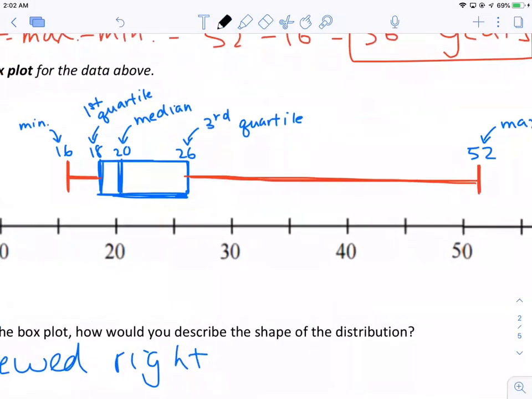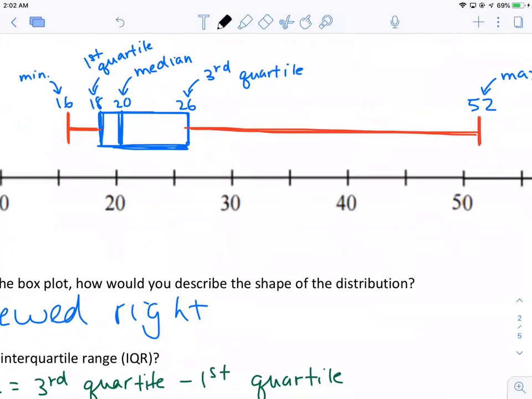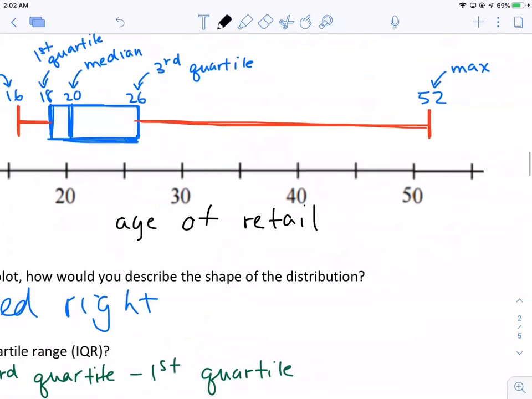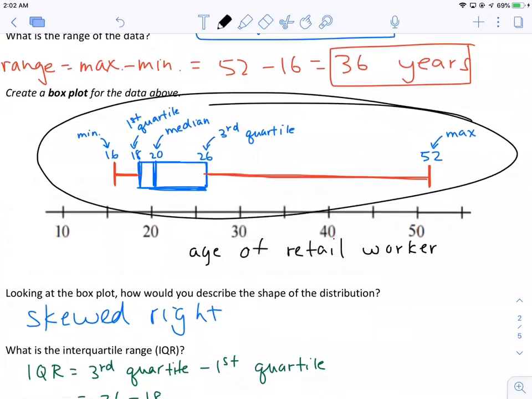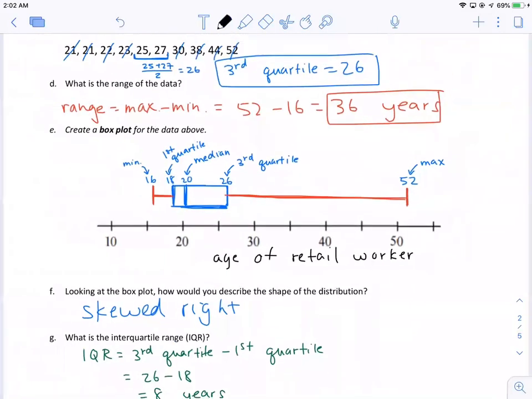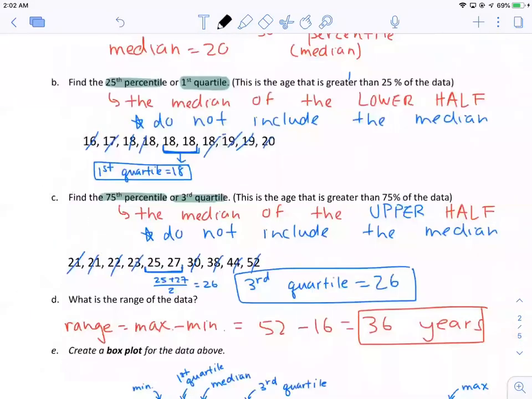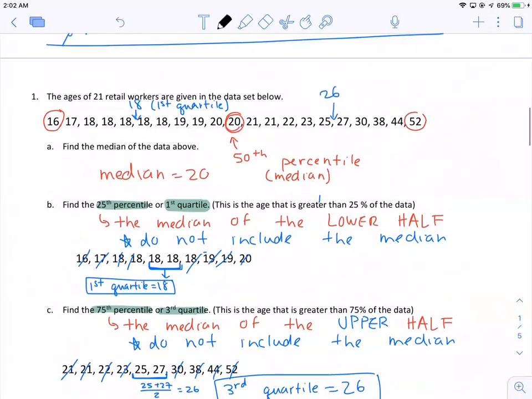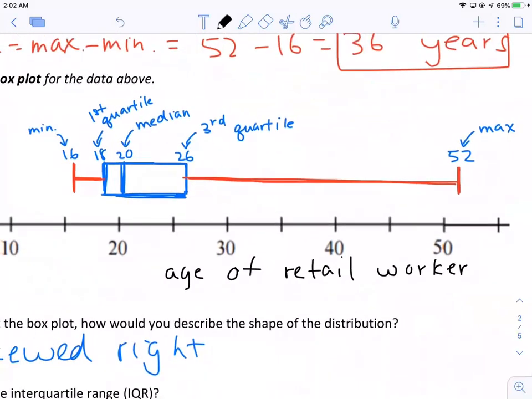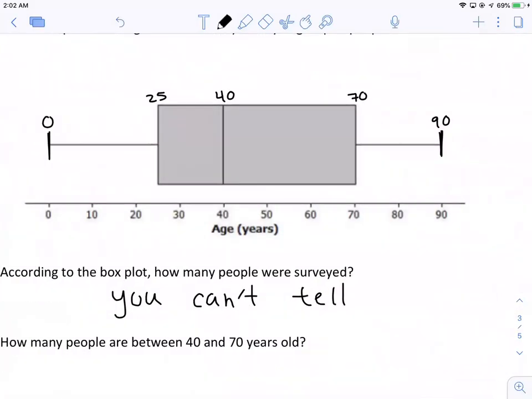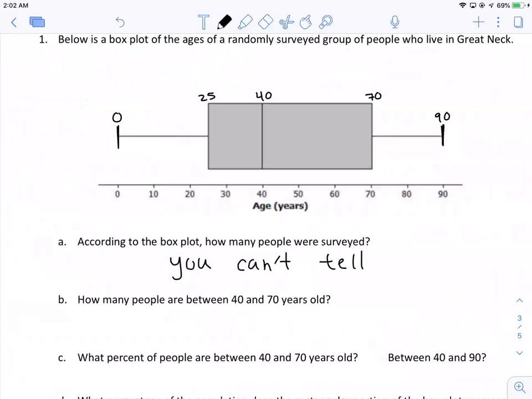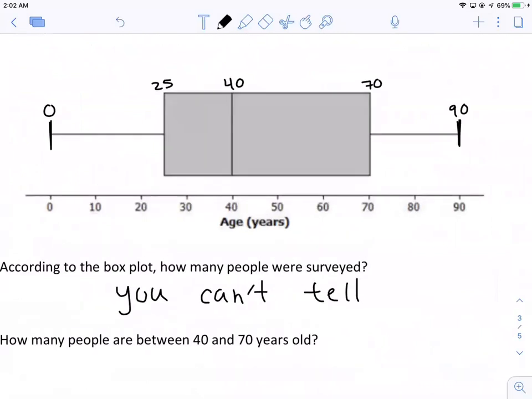Well, actually, we should label the axis. This was the age of retail workers. Again, you can't tell me how many retail workers there are from this data. But of course, if you look at the actual numbers we used to make the box plot, you can count, and you'll see that we have 21 retail workers, but there's no way of knowing that just looking at this. So you can't tell how many people are between 40 and 70 years old. And again, you can't tell.